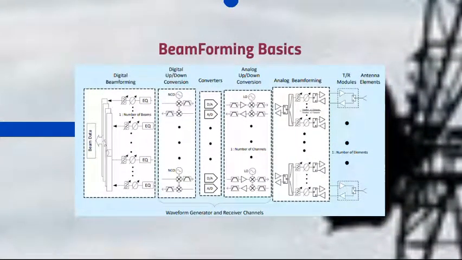Digital beamforming represents a step change in antenna performance and complexity. The approach preserves the total information available at the aperture. This, coupled with the digital processing, offers tremendous flexibility. Beamforming basics: digital beamforming, waveform generator and receiver channels, digital up-down conversion, analog up-down conversion, analog beamforming, TR modules, antenna elements.